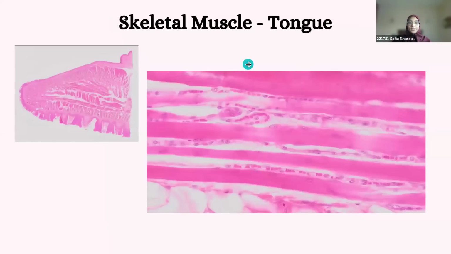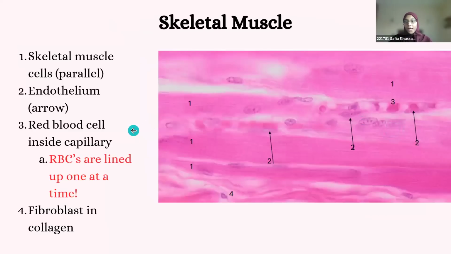So now let's look at skeletal muscle, and we're specifically going to be looking at the tongue. Here is a zoomed in picture of the skeletal muscle at the tongue. Let's look at some of the features. Skeletal muscle cells tend to be lined up in parallel. This was also a feature that we saw in the cardiomyocytes. They also have capillaries, which are made up of endothelial cells. The way that you can identify them is that they have a very, very flat nucleus.